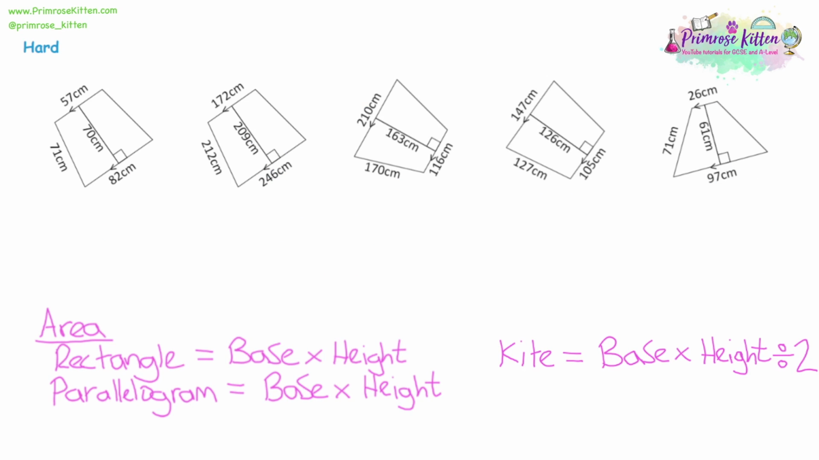Moving on to the hard questions, and now we're going to find the area of trapeziums. Now, like all quadrilaterals, the base of the trapezium formula is base times height. So it works very similarly to the others, but there is a difference. So it's not exactly base times height. So we'll come back to this formula in a moment. Let's take a look at question 1.